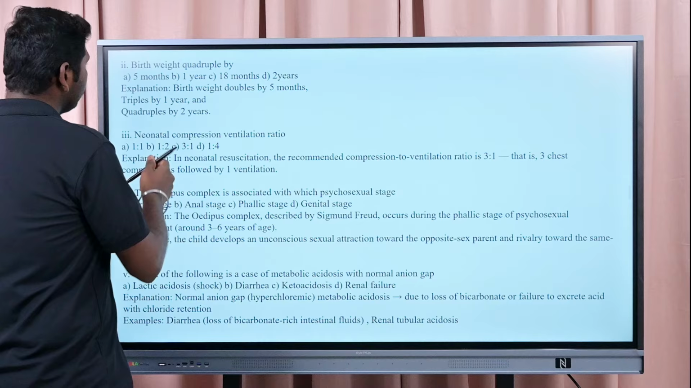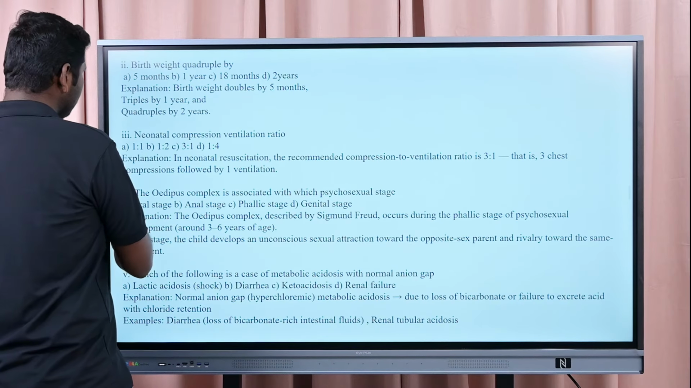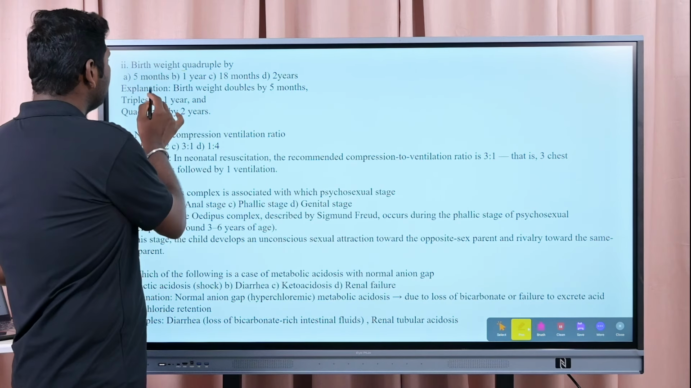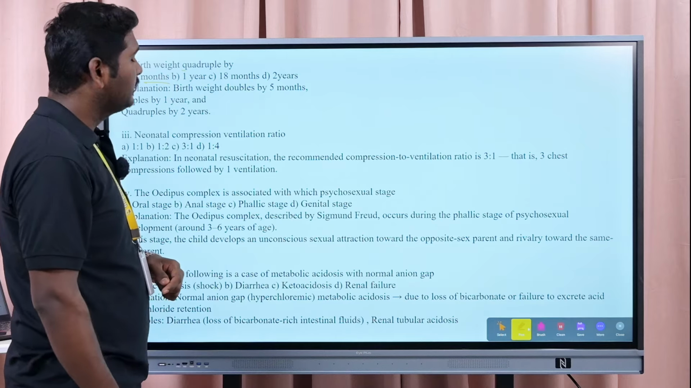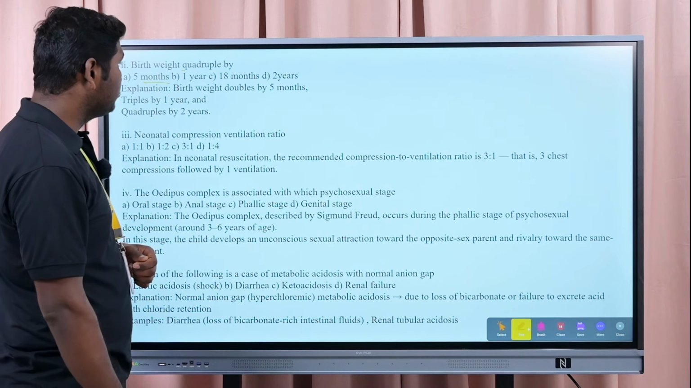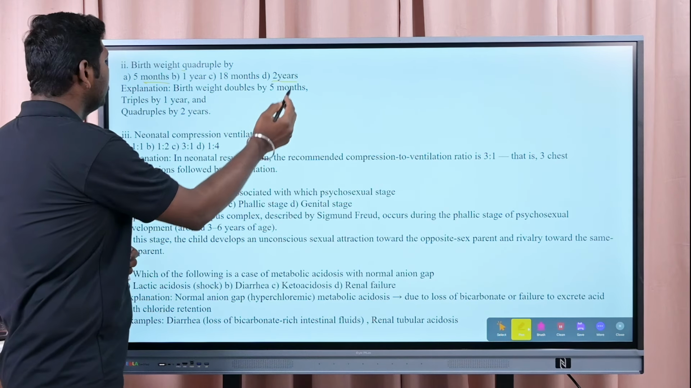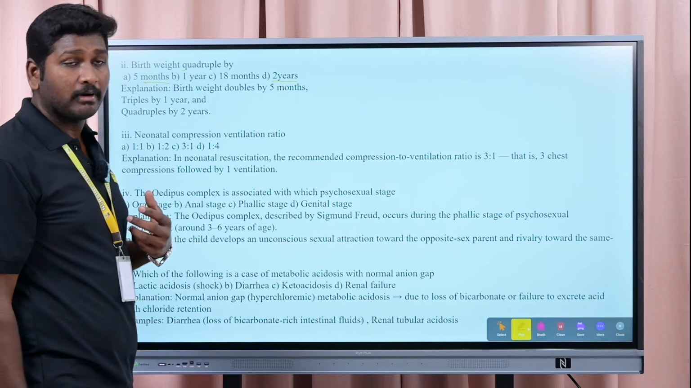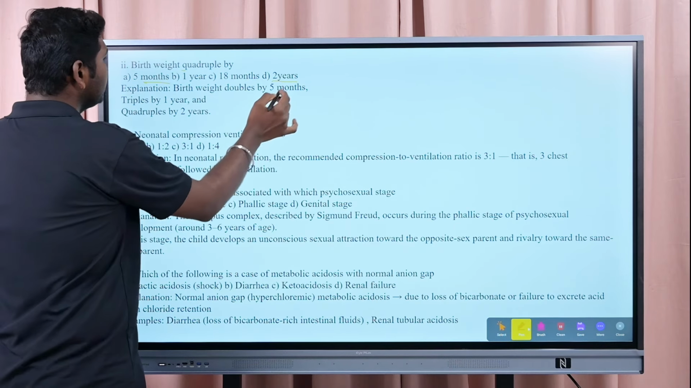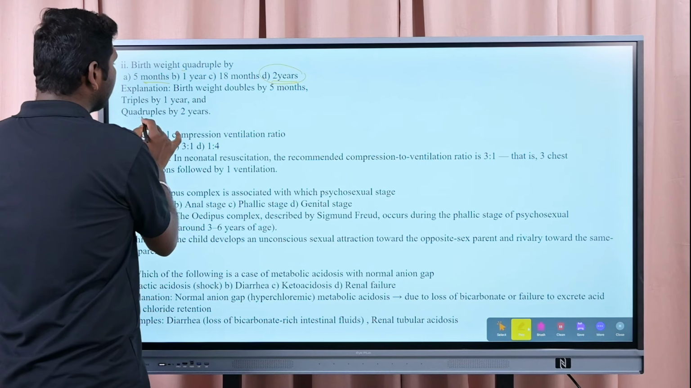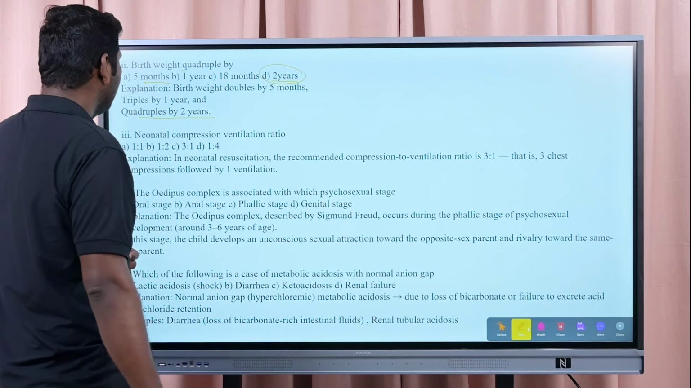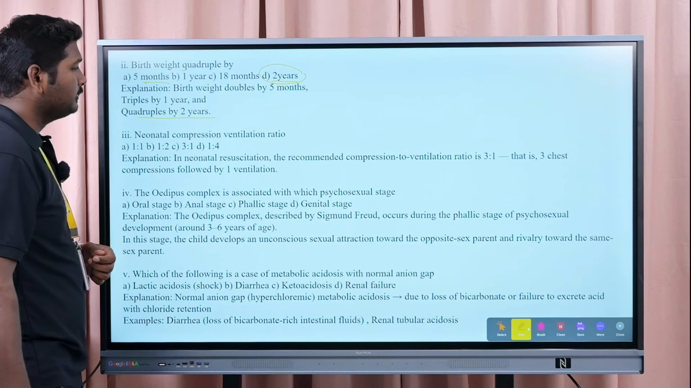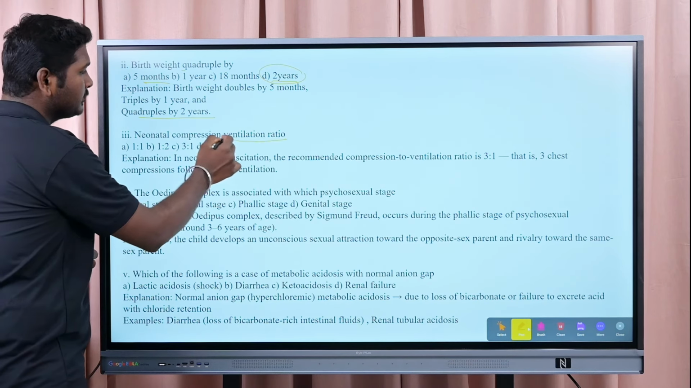Next is the second MCQ: birth weight quadruples by dash. A, 5 months, B, 1 year, C, 18 months, and D, 2 years. So what is the answer? The birth weight quadruples by 2 years. Quadruple, 2 years.